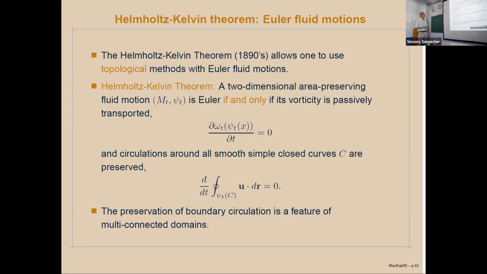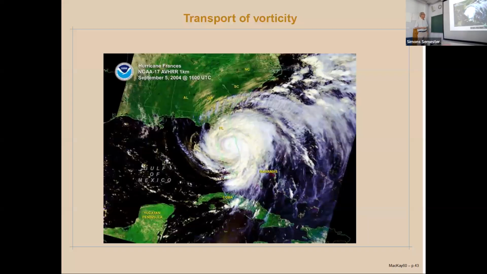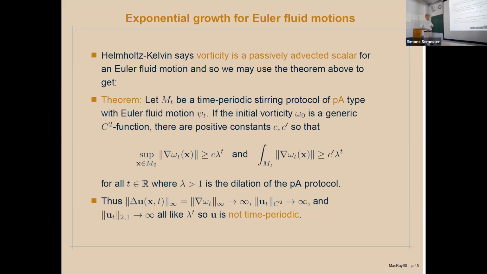Okay, so there is our condition on the Euler equation. Now we know what happens to passively advected scalars, and vorticity is a passively advected scalar. So we have a theorem about the growth of the gradients of the vorticity. All right, here's the theorem. I said this already: Helmholtz-Kelvin says vorticity is a passively advected scalar, so we use the theorem above to get this.